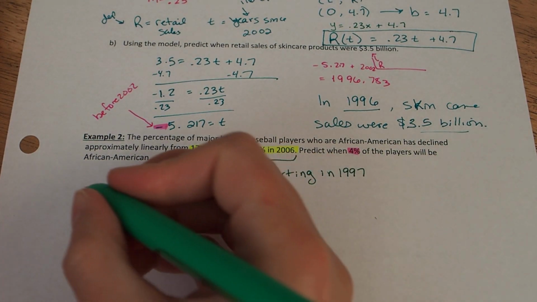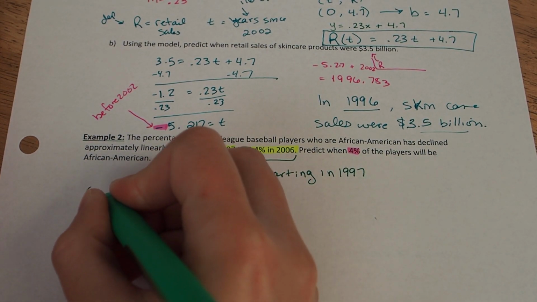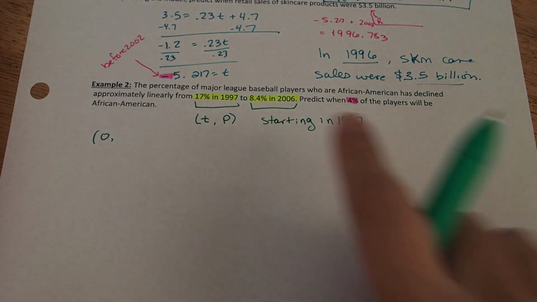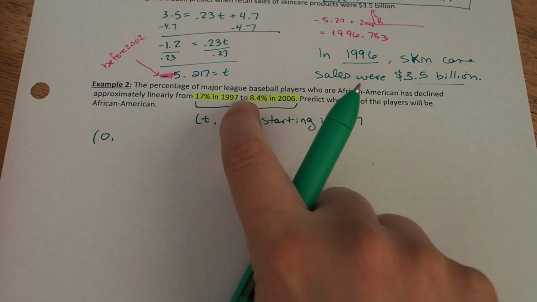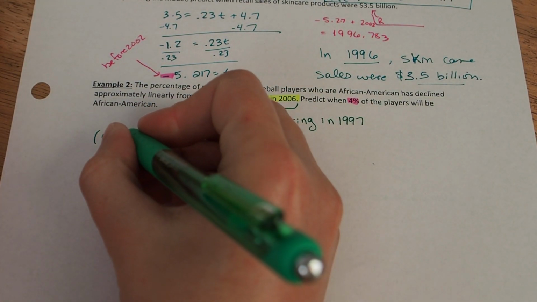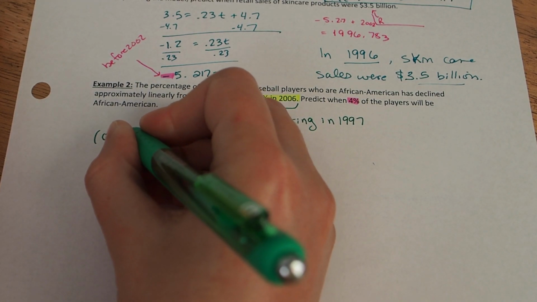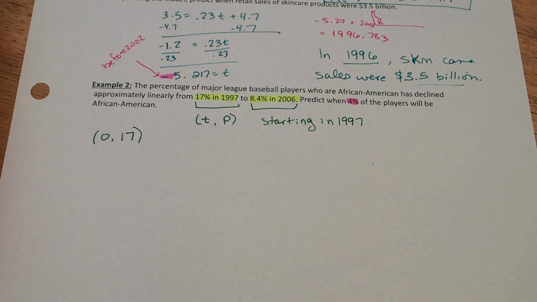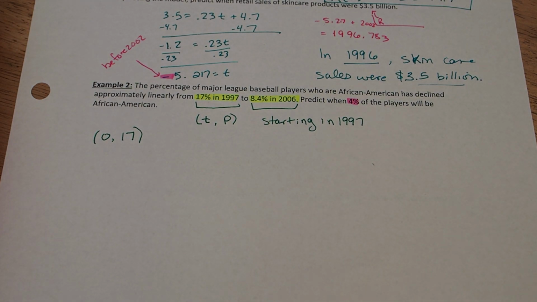Starting in 1997. Okay, so it's going to make my first ordered pair 0, comma, because 0 years from 1997 is 1997, comma, 17. Okay, so the units on this are going to be percent. I'm not going to convert it into decimal. I'm just going to leave it at 17% in the units, which is okay as long as I'm consistent and do that every time.